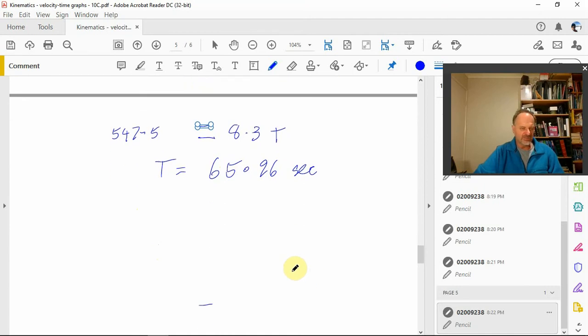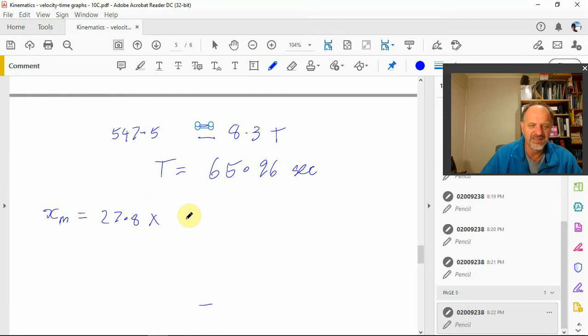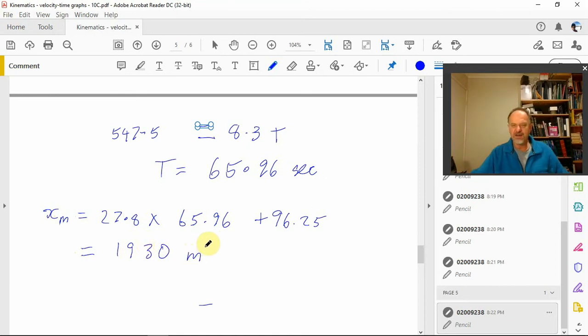Does the policeman catch up? We want to know how far, so we can just use one of their expressions. That was 27.8T for the motorist, and T is 65.96. Then we add 96.25 to that. And so 1930 meters is how far they have travelled.